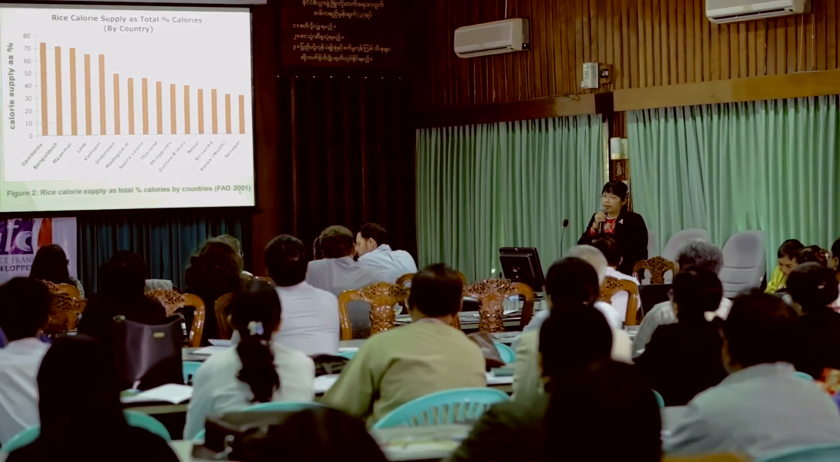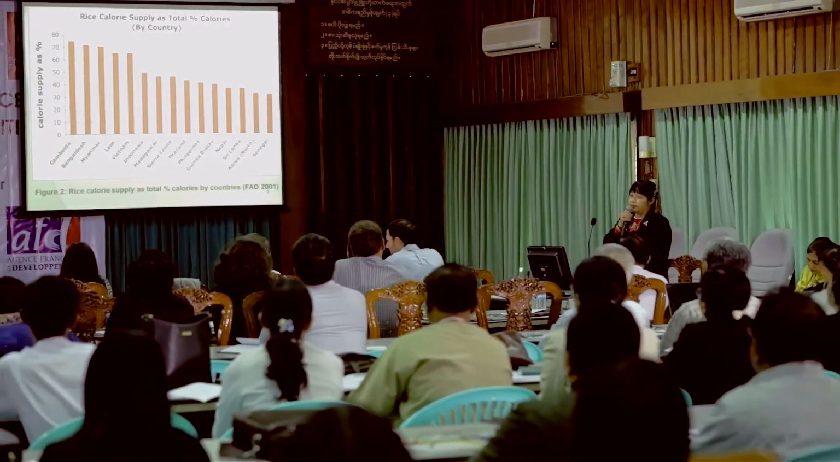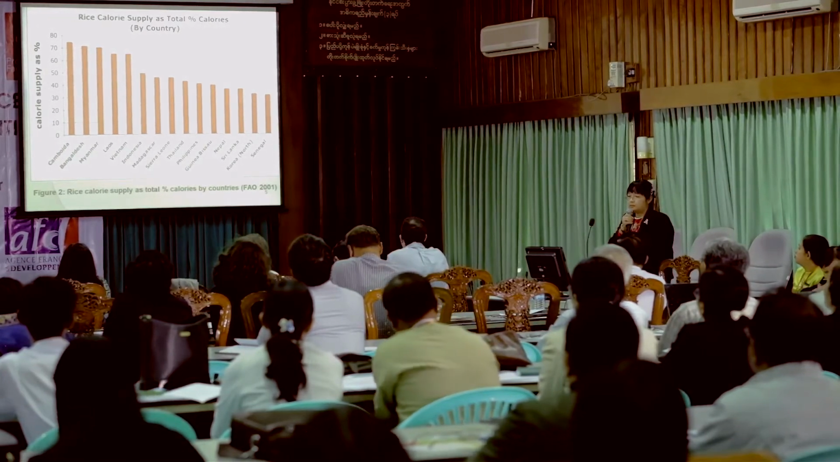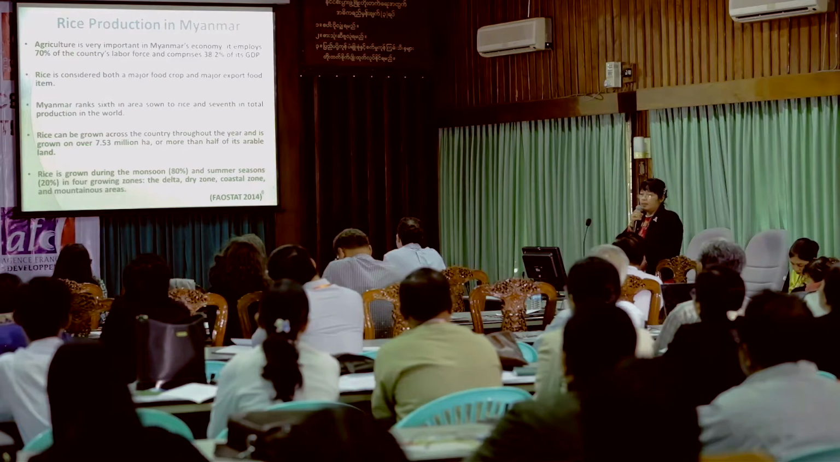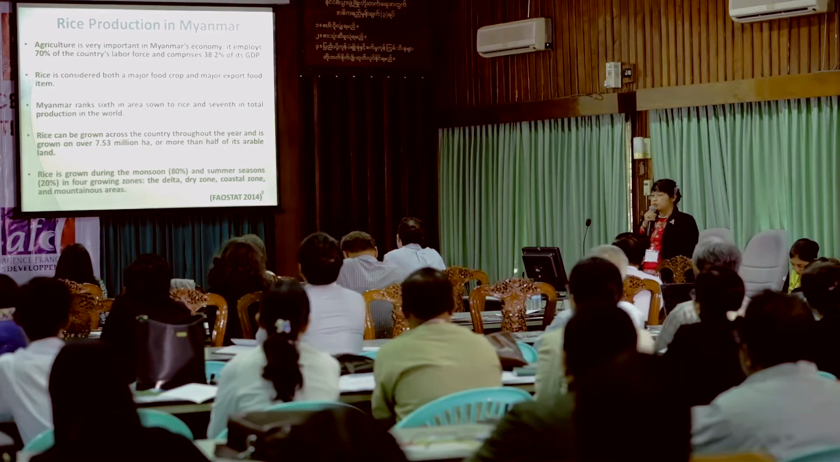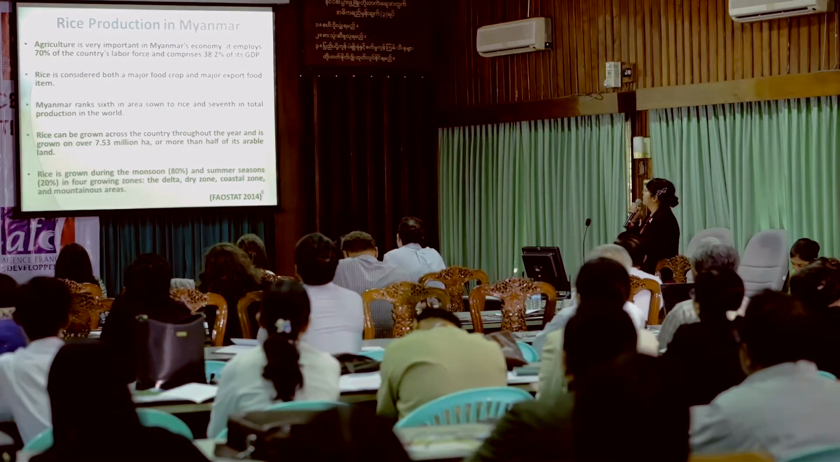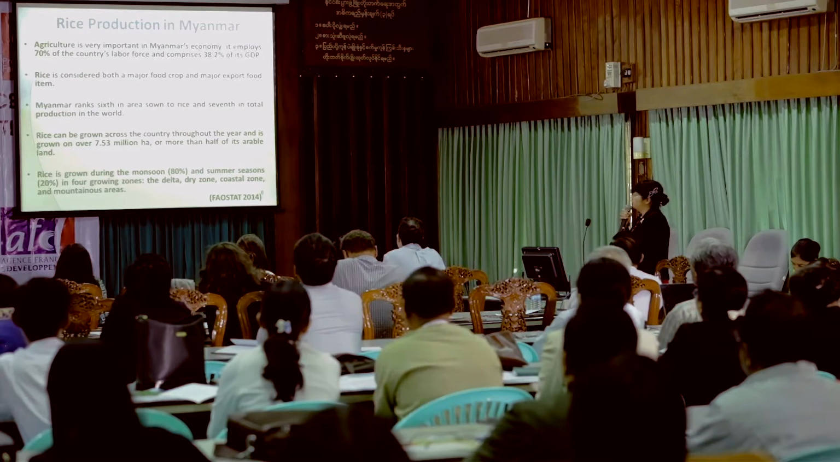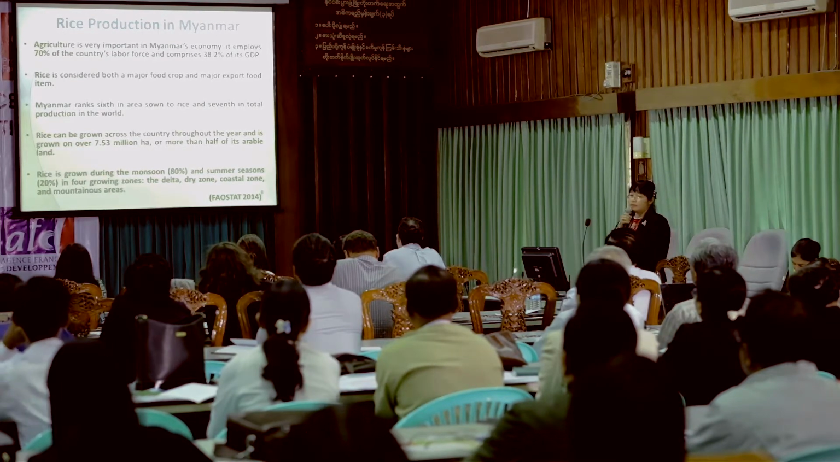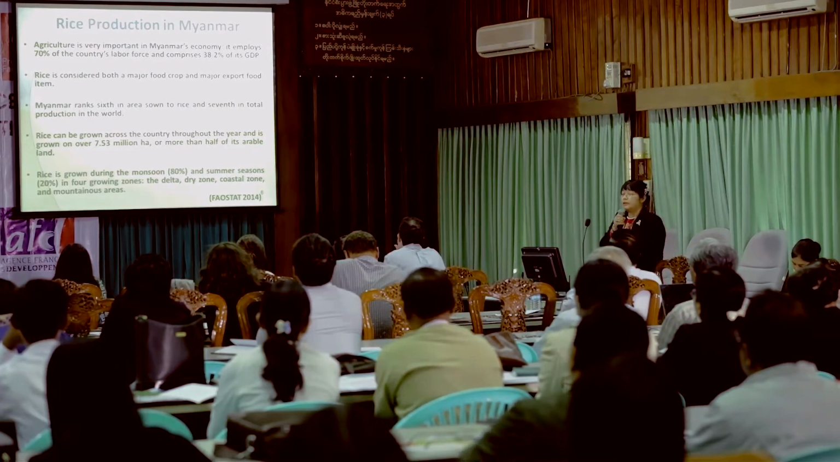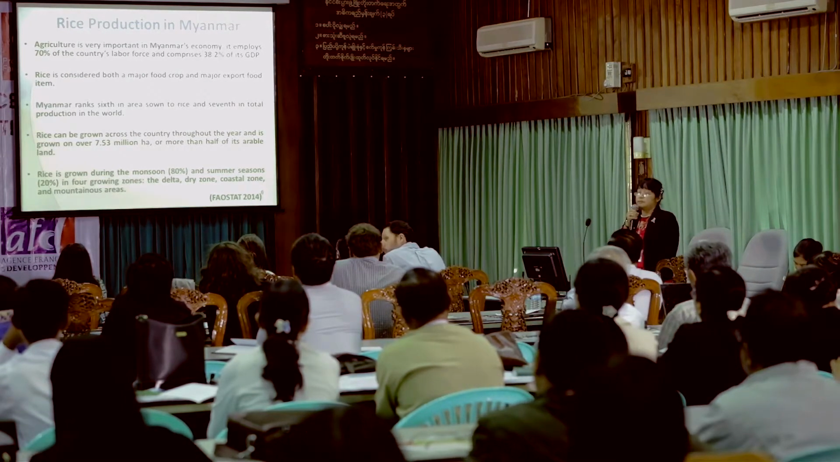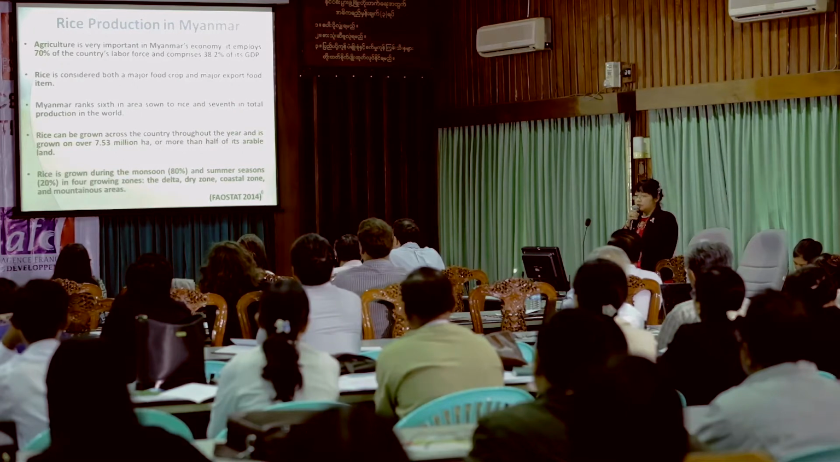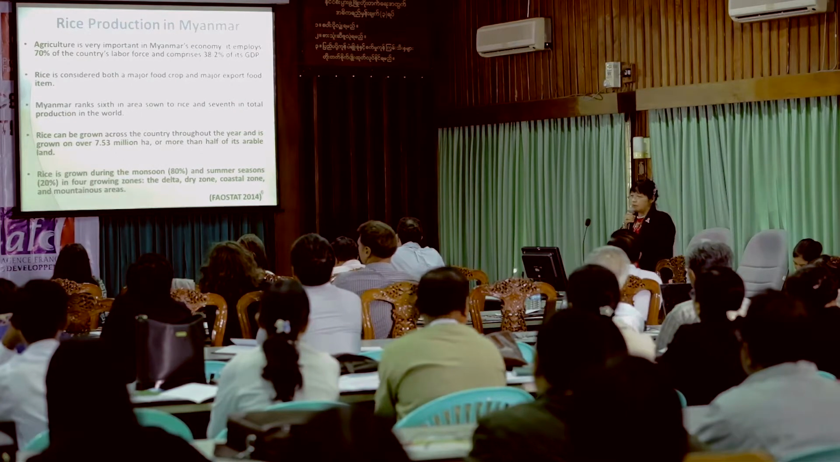This shows the rice calorie supply as a percent of total calorie supply by country. Among the countries, Myanmar has the third highest calorie supply from rice. And I'd like to continue with rice production in Myanmar. Agriculture is very important in the Myanmar economy, employing 70% of the country's labor force and comprising 38.2% of its GDP. Rice is both the major food crop and a major export food item.